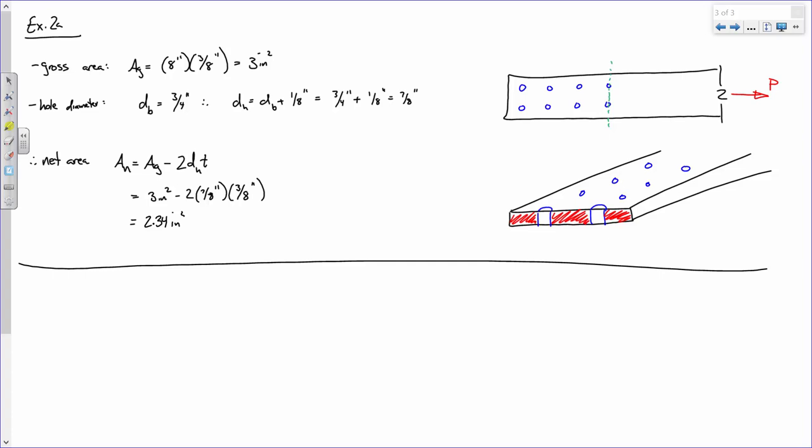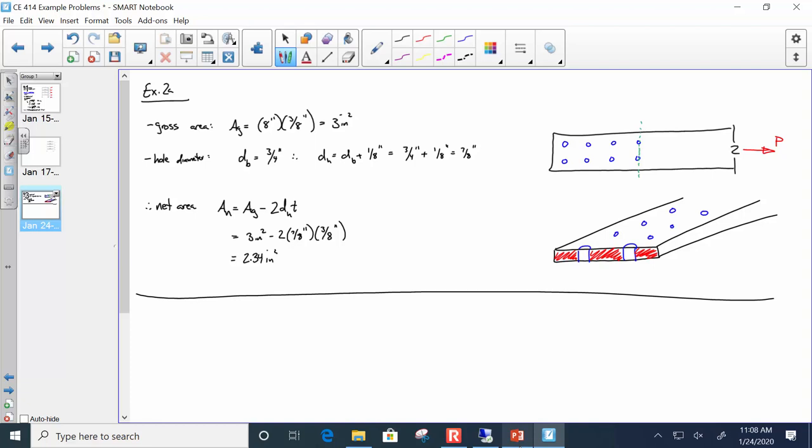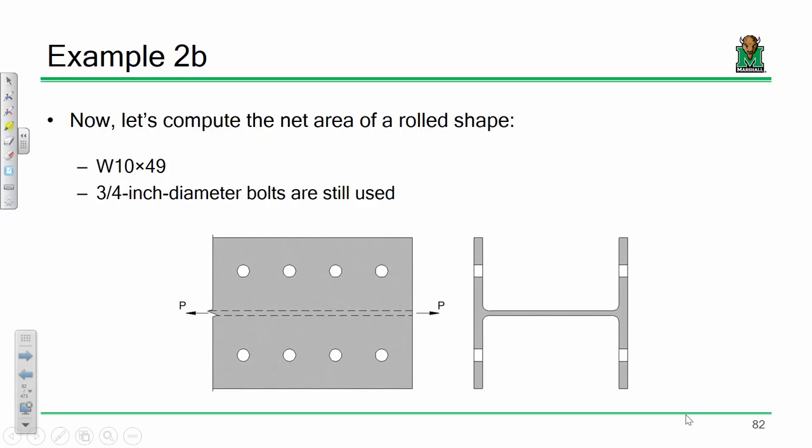All right. Next problem is very similar. Now we're going to compute the net area of a rolled shape. So now, instead of a plate, I'm looking at a W10x49, and I have two lines of bolts in each flange. The bolts are 3/4 inch in diameter. I promise you it's the same process. We're trying to determine the net area. On that last problem, what was the first step? Finding the gross area. What is the gross area of a W10x49?